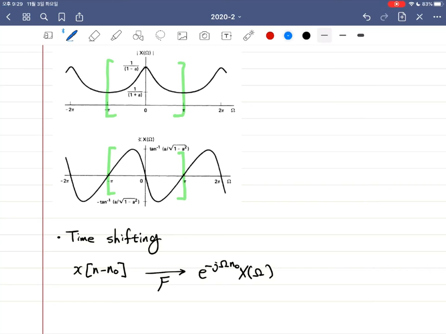Like this. So I told you why this is the phase shift during the continuous time properties, so I'm not going to repeat that again.